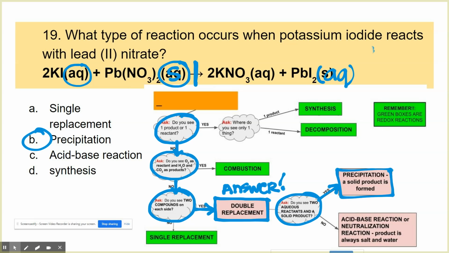So is this still precipitation? The answer is still no. Remember, the AQs must be on the reactant side. The S must be on the product side. So don't forget that. This one is a precipitation reaction because we followed our flow chart.